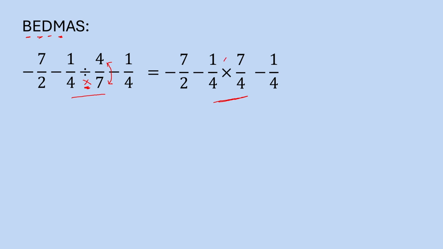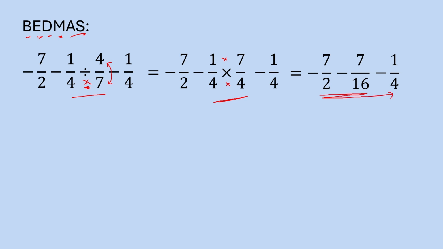So 1 multiplied with 7 is equal to 7. 4 multiplied with 4 is equal to 16. So next is negative 7 over 2 minus 7 over 16 minus 1 over 4. Now there is no bracket, exponent, division or multiplication, but next is addition or subtraction, but there is no addition even, so only subtraction. As we know, we go from left to right. So first we will solve this one.